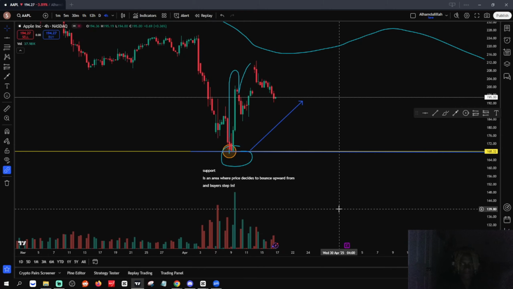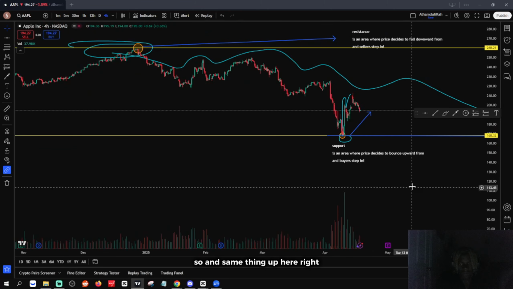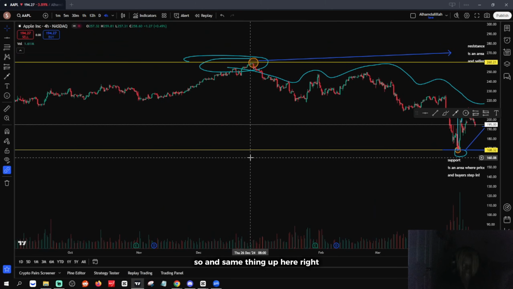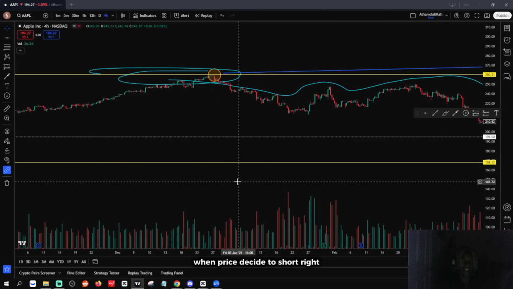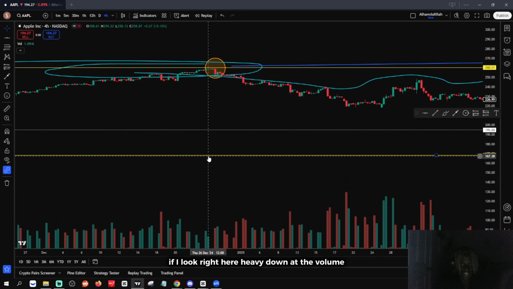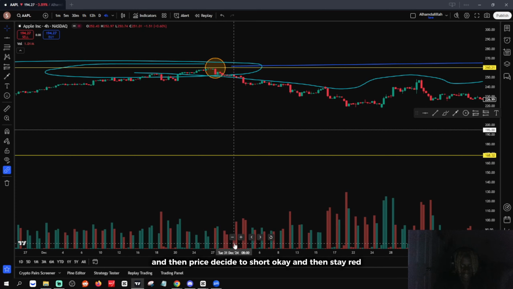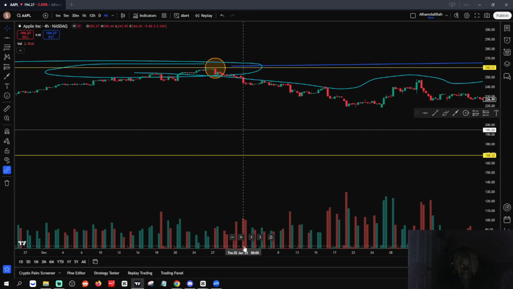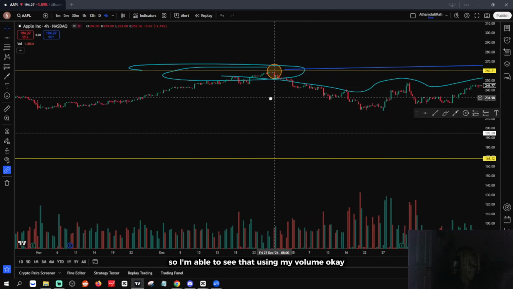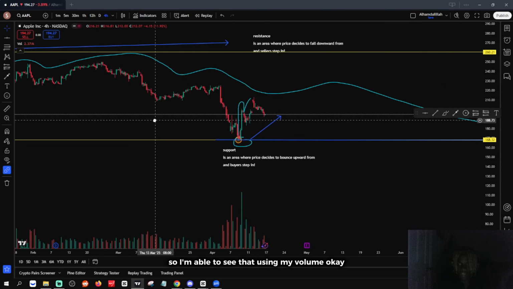Okay? So, and same thing up here, right? When price decided to short, right? If I look right here, heavy down at the volume, I see price went from green to just low red, and then price decided to short, okay? And then stay red. All right? So I'm able to see that using my volume, okay?